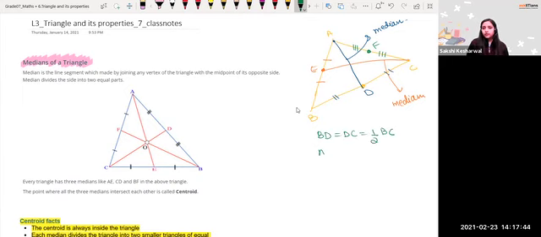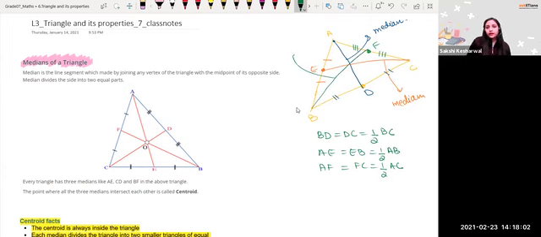Similarly, AE is equal to EB, which is 1 by 2 of AB, right? Can I say that AF is equal to FC, which is 1 by 2 of AC, right? Now, if I join this point, that is BF, this will again be a median, right? Now, you might be thinking that the medians always pass through the same point, that they will be intersecting all the 3 lines. Yes, they will be intersecting, and you can do the practicals of it.